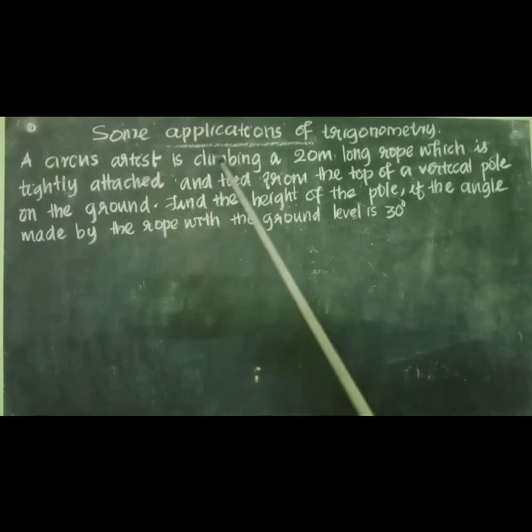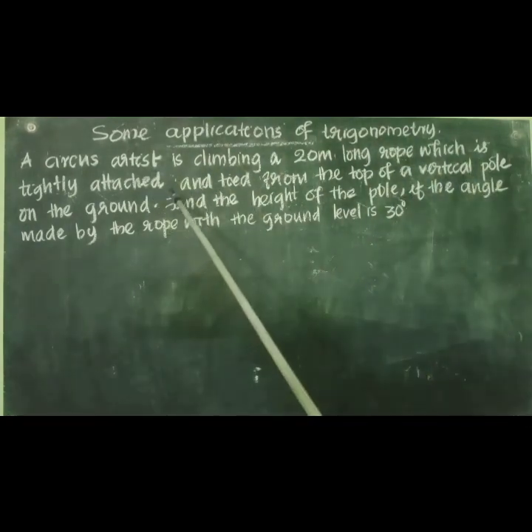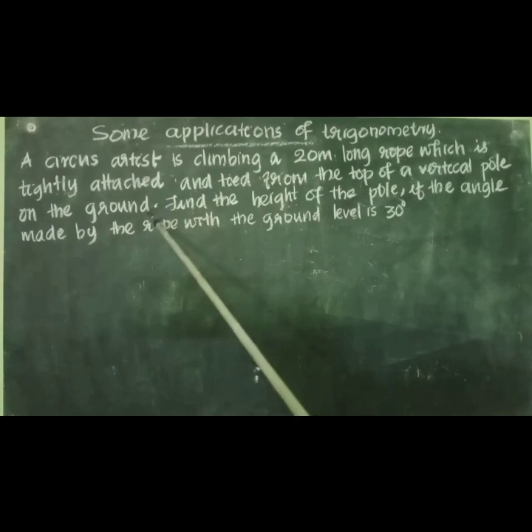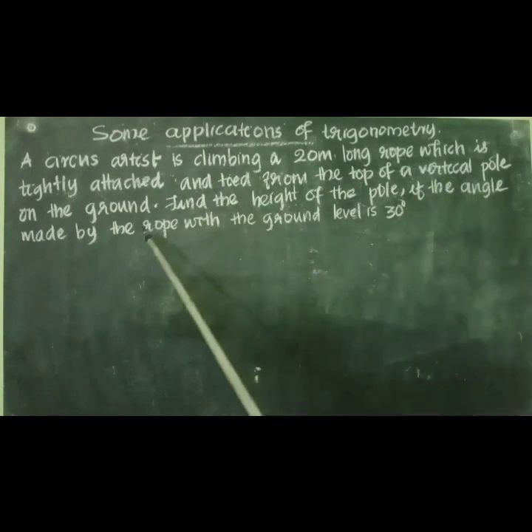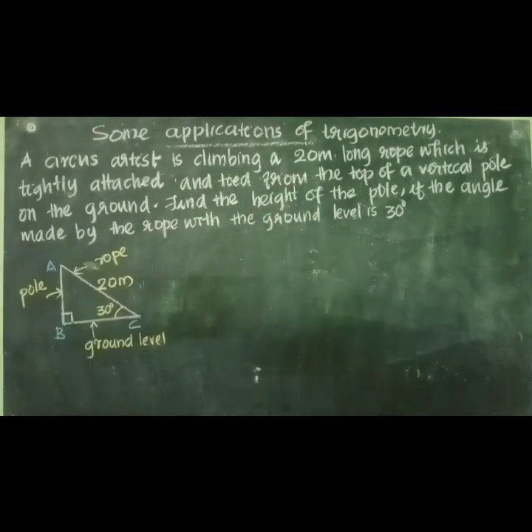A circus artist is climbing a 20-meter long rope which is tightly attached and tied from the top of a vertical pole on the ground. Find the height of the pole if the angle made by the rope with the ground level is 30 degree. So first let us draw a figure based on this information.